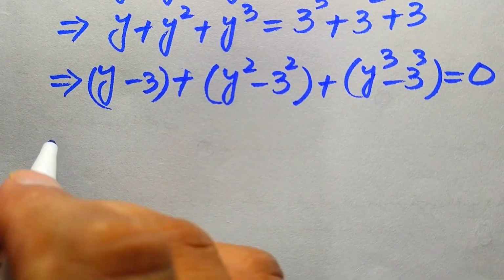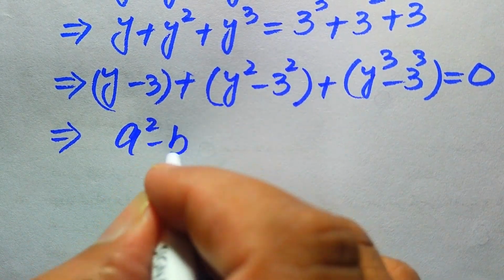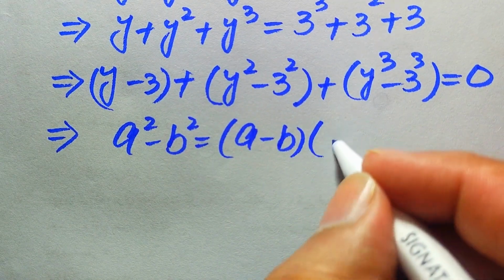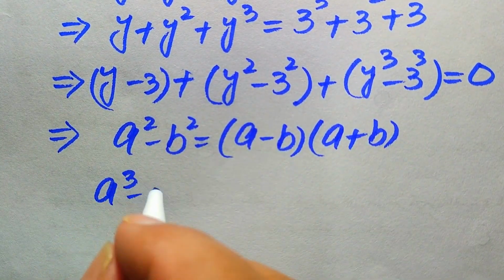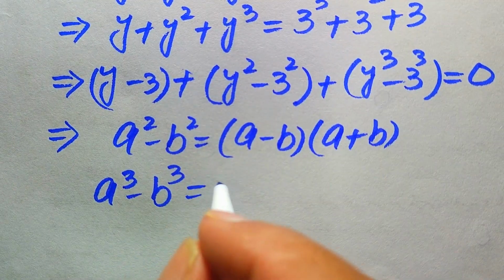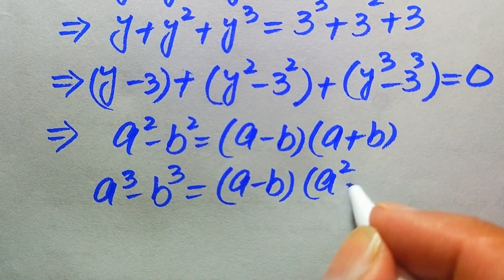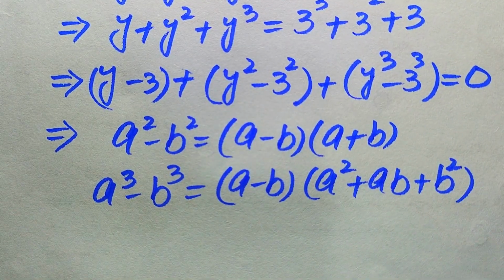And here we use the nice algebraic formulas. You know that a squared minus b squared equals a minus b times a plus b, and second we use this cubic formula, a cubed minus b cubed equals a minus b times a squared plus ab plus b squared.